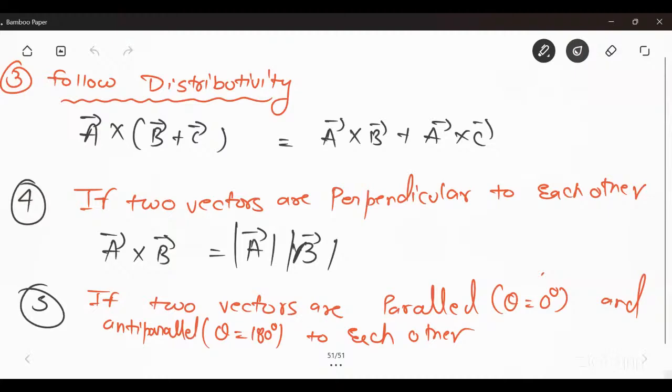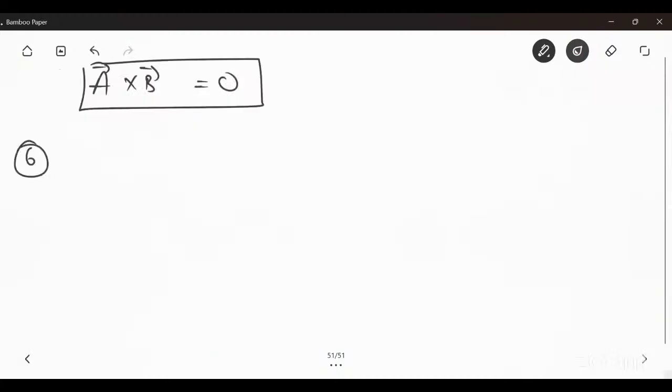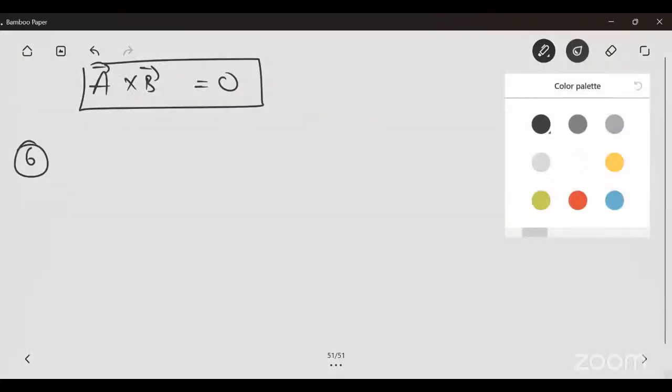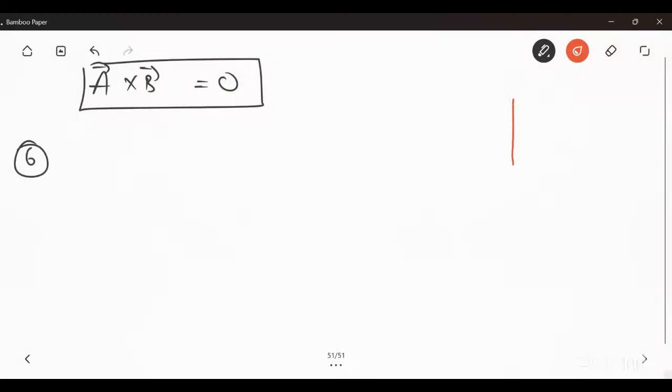Now come to the sixth property. We have seen something similar in the dot product. That is the x-axis, y-axis, z-axis. The unit vector in the direction of the x-axis is i cap, in the direction of the y-axis is j cap, and in the z-axis it is k cap.